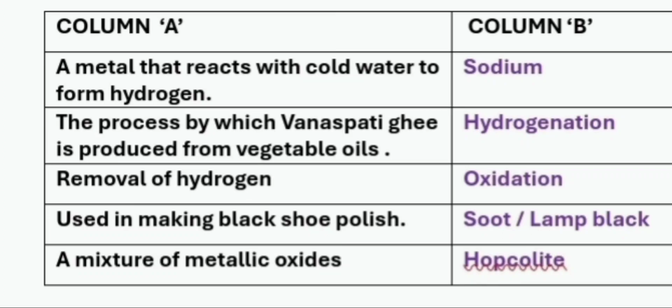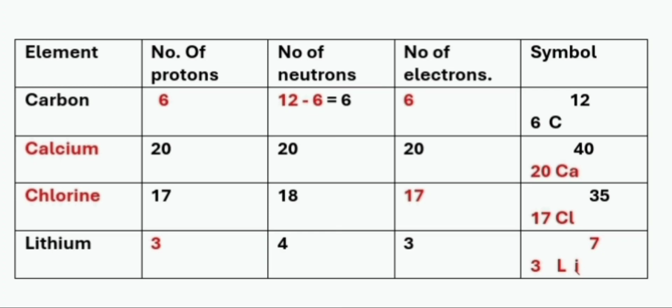Next we have the question which is based on the atomic structure. Here we have to name certain elements, and we also have to find out the number of protons, electrons and neutrons, and also assign the symbol for the element. In the first row it's given the element is carbon, and in the last column it's given 6C12. So the number of protons will be 6 because that is its atomic number. The number of electrons is always equal to the number of protons, so that will also be 6.